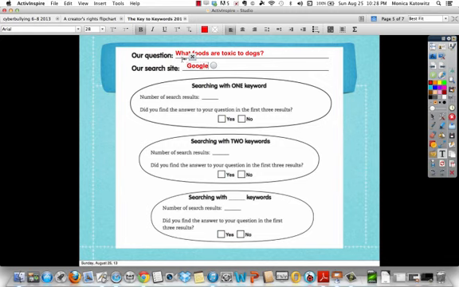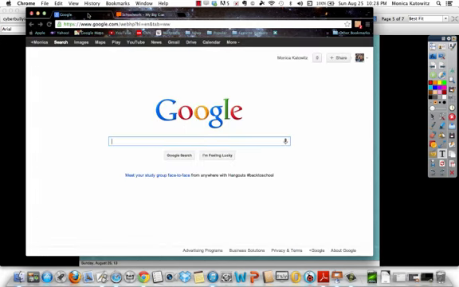So what we're going to do is, first of all, we have to search with one keyword. I want to pretend that we only have one word out of that sentence, what foods are toxic to dogs. Okay, so we're going to go to Google and we're going to search with the word dog. All right, let's go to Google, and we're going to put in the word dogs.